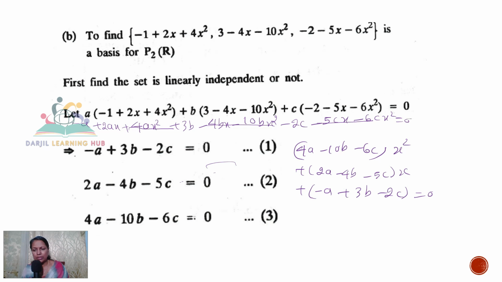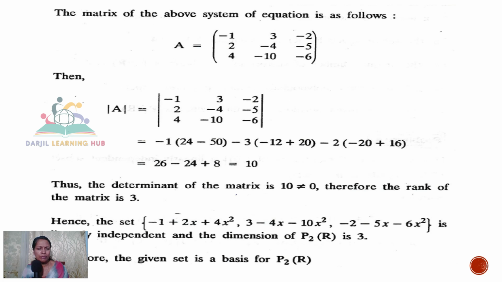That gives 3 equations. Because our RHS is 0, this 0 can be written as 0 into x square plus 0 into x plus 0. So the coefficient of x square in the RHS is 0. Here the coefficient is 4a minus 10b minus 6c, so 4a minus 10b minus 6c equal to 0. 2a minus 4b minus 5c equal to 0. Minus a plus 3b minus 2c equal to 0. That's why we got these 3 equations. Solving, we can find a, b, c.